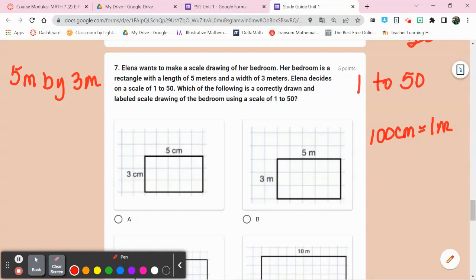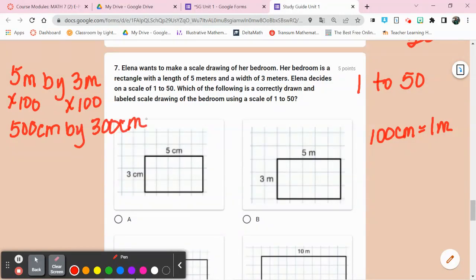Okay? If you're going to a bigger unit, you divide because it's a smaller number. So I'm going to multiply both of these numbers by 100 to change them to centimeters. So right now, her bedroom is, before we use the scale, 500 centimeters by 300 centimeters. Now we got to use the scale.